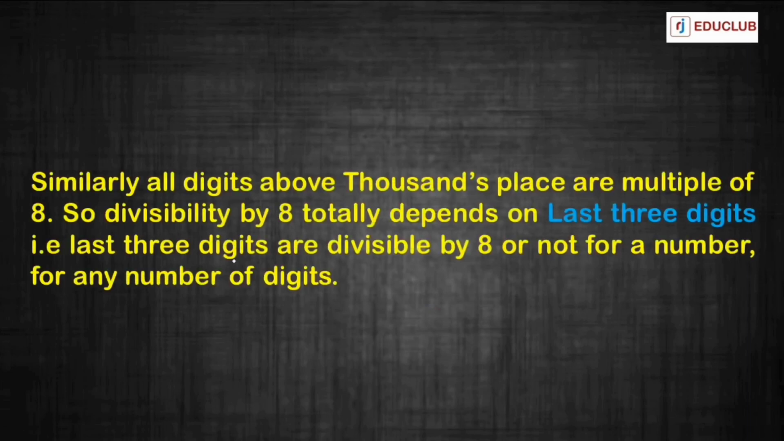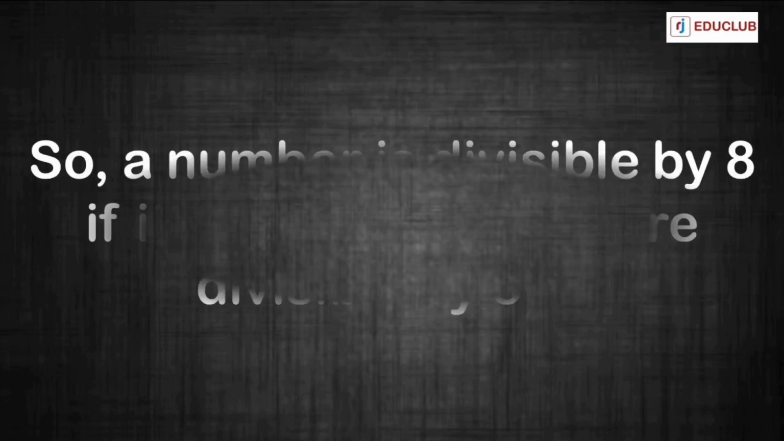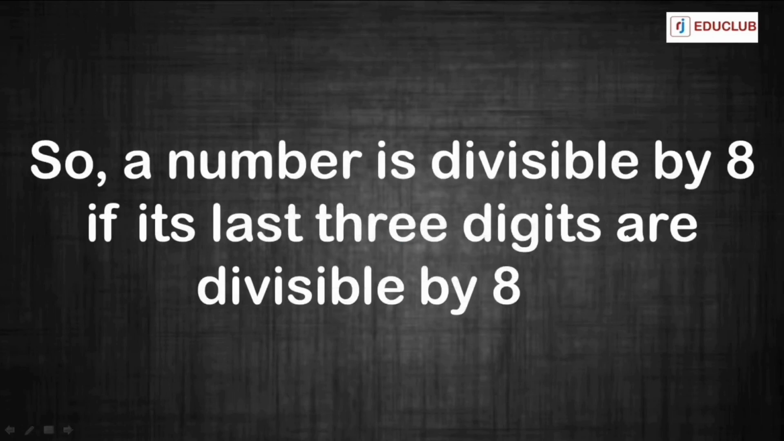Similarly, all places from the thousands place onward, 1000, 10,000, lakhs, 10 lakhs, are all multiples of 8. That's why divisibility by 8 totally depends on the last 3 digits of the number. If the last 3 digits are divisible by 8, then that number is divisible by 8 for any number of digits. So a number is divisible by 8 if its last 3 digits are divisible by 8.